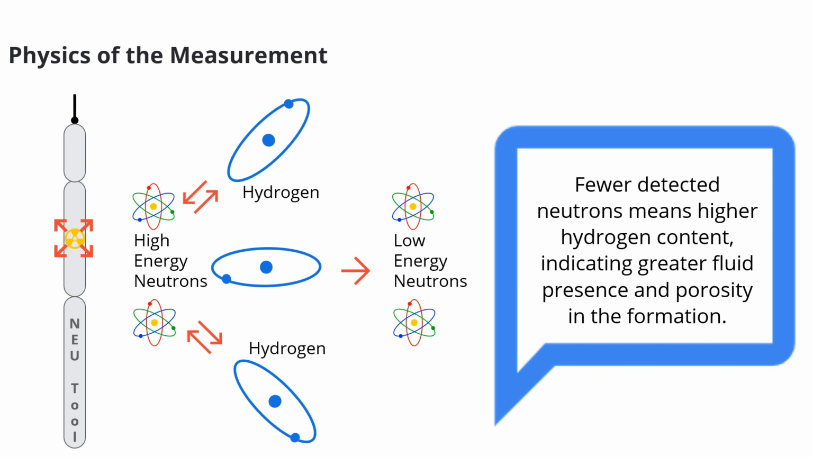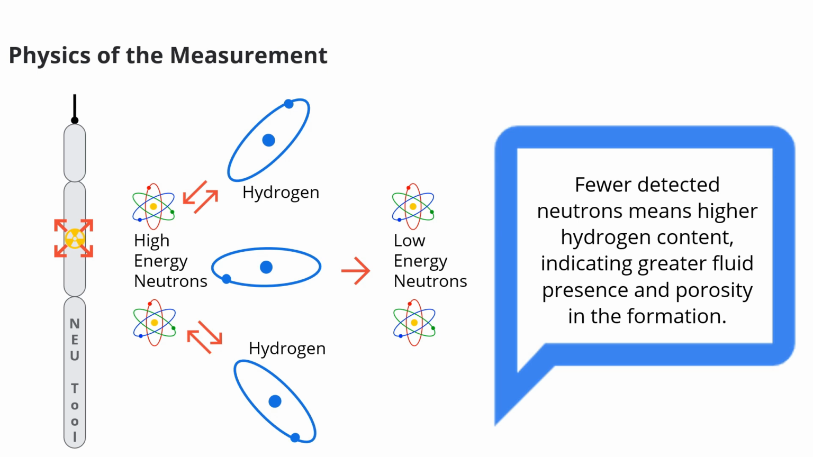And here is the relationship. The number of detected low-energy neutrons is inversely related to the hydrogen content, which means higher hydrogen content, indicating higher fluid content, and thus higher porosity, results in fewer neutrons reaching the detectors. Then, by calibrating the tool responses to known porosity values, we can interpret the measurements to estimate formation porosity.